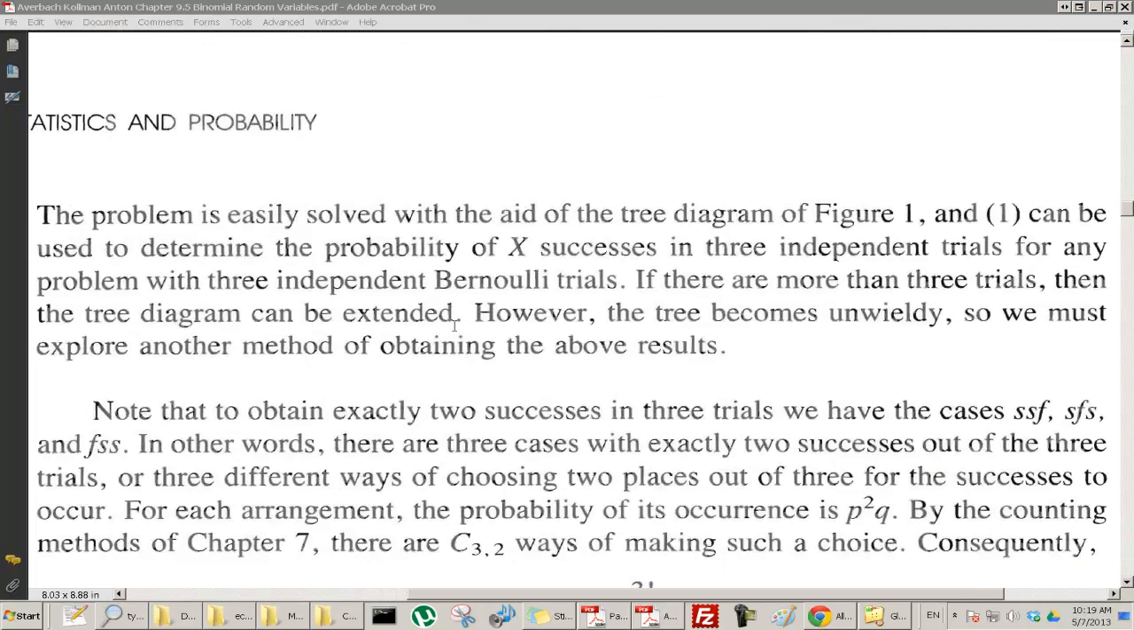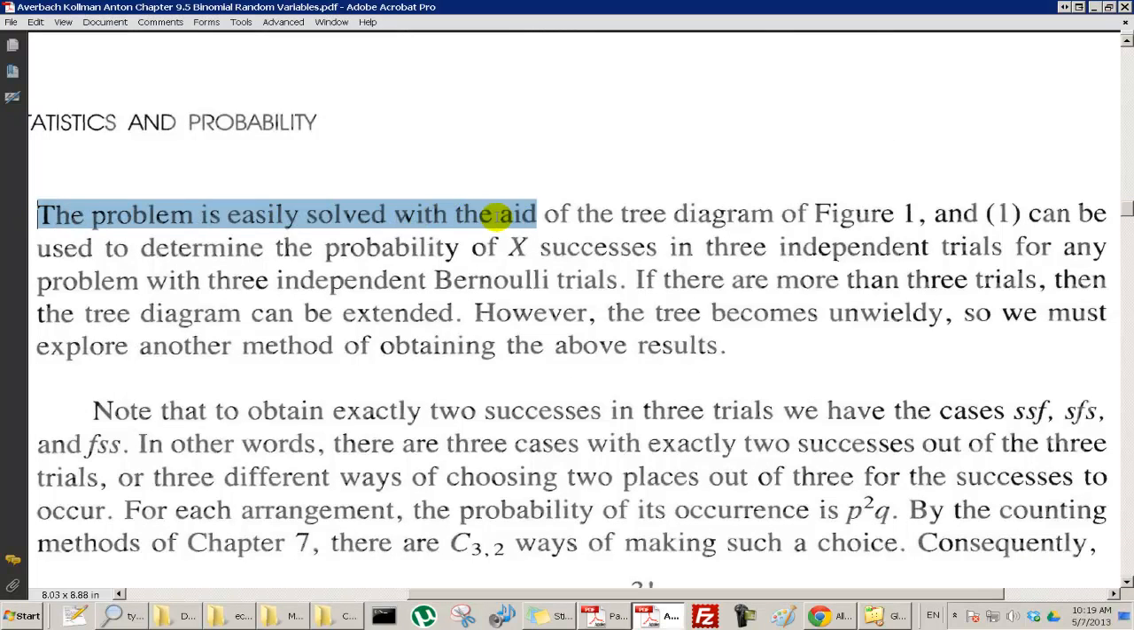So they say the problem is easily solved with the aid of the tree diagram, and one can be used to determine the probability of x successes in 3 independent trials for any problem with 3 independent Bernoulli trials. If there are more than 3 trials, then the tree diagram can be extended. However, the tree becomes unwieldy, so we must explore another method of obtaining the above results.